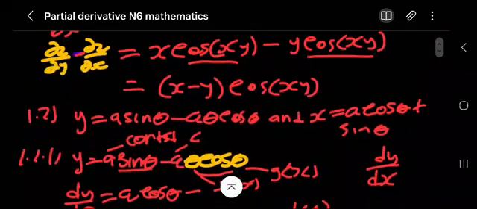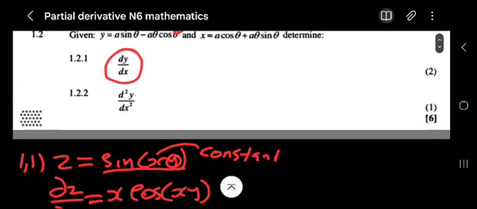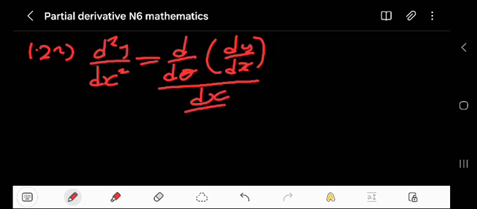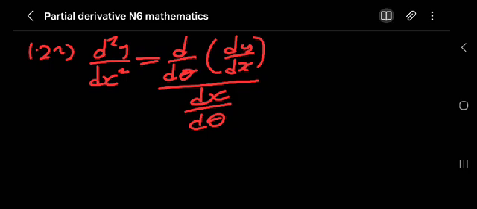What about question 1.2.2, d2y over dx2, the second derivative? So we know that this is a partial, right? We have that, so we shall find d2y over dx2. Okay, can use this formula, as you know, will be d over d theta of what we have found firstly, dy over dx, all over dx over d theta. So this is what we have. So we have found this.